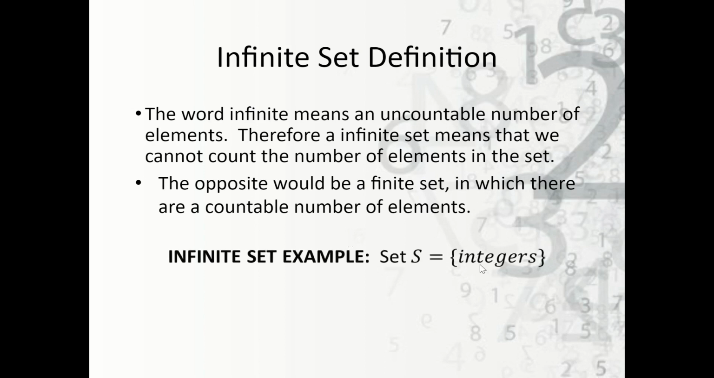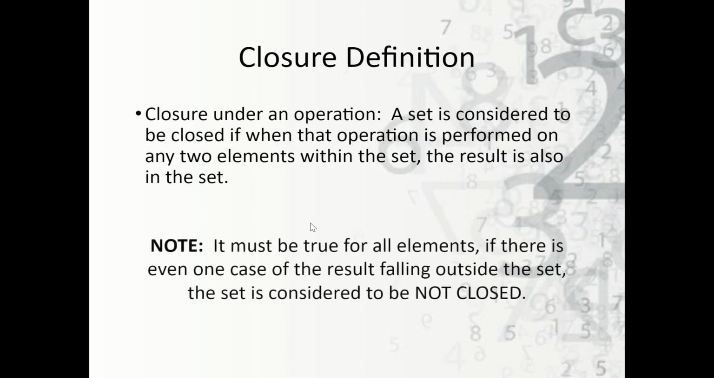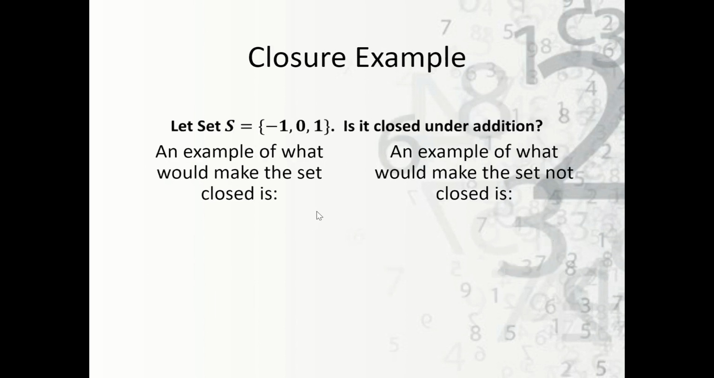So there's no limit to the number of integers we can count. Now, closure definition. What does closure mean? Closure under an operation means a set is considered to be closed if when that operation is performed on any two elements within the set, the result is also in the set. Note that this must be true for all elements in the set. If there is even one case where the result falls outside the set, then it is considered to be not closed.